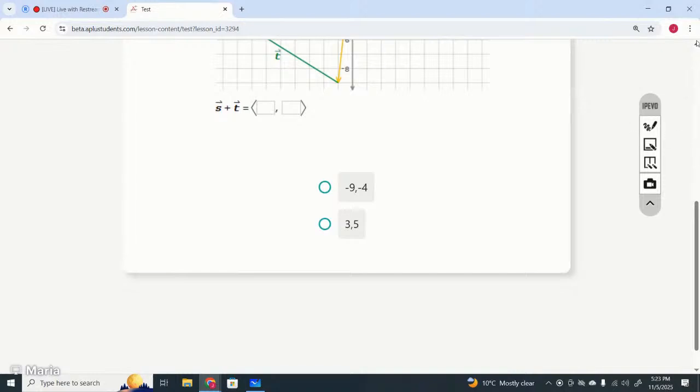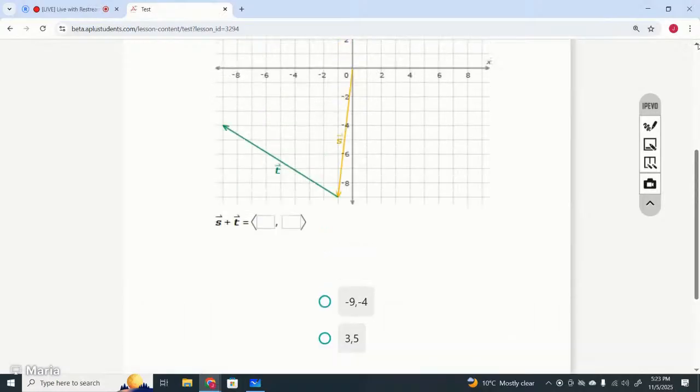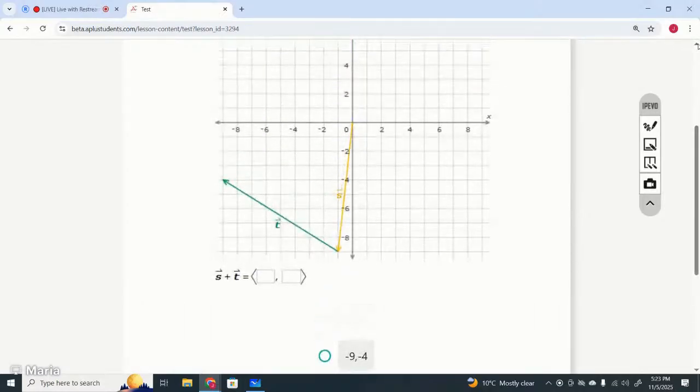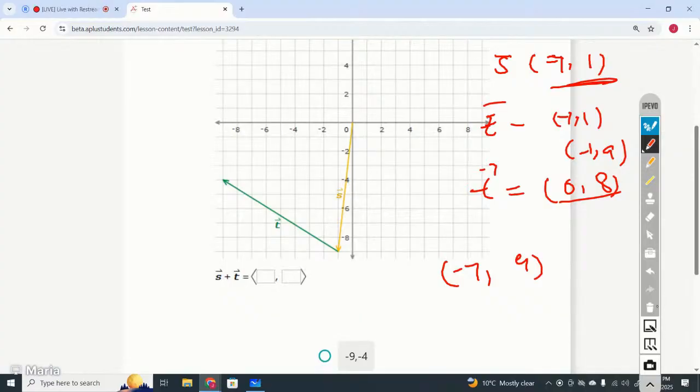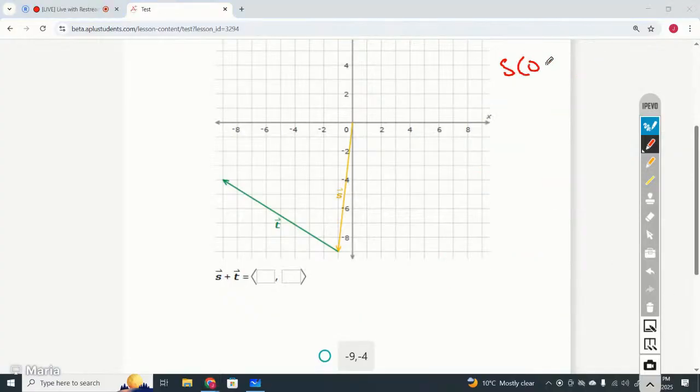Okay, so let's just write down the components of both the vectors, then we can find the resultant vector, right? The resultant vector means the sum of the two vectors, right? So let's just look at the vector s. The initial point of s is 0, 0. The terminal point is at negative 1 and negative 8, right?